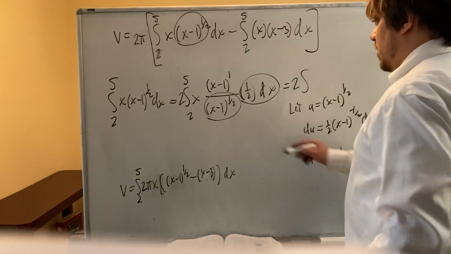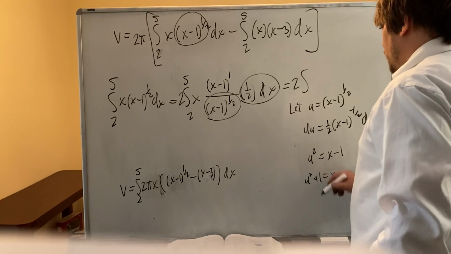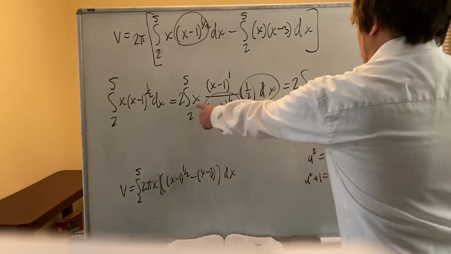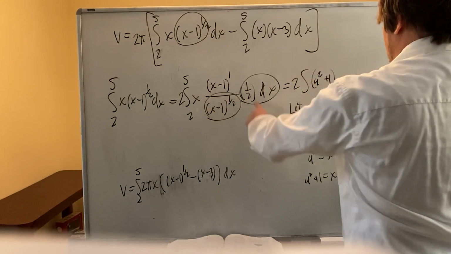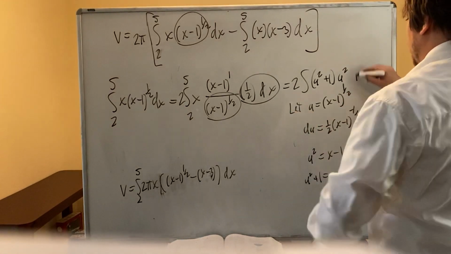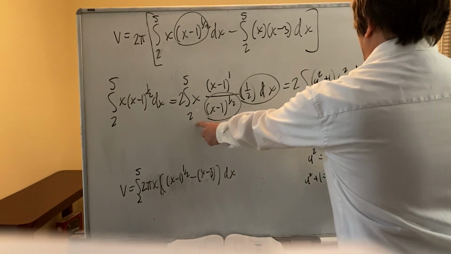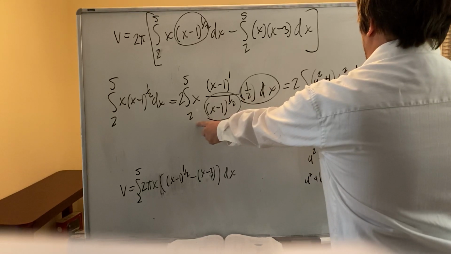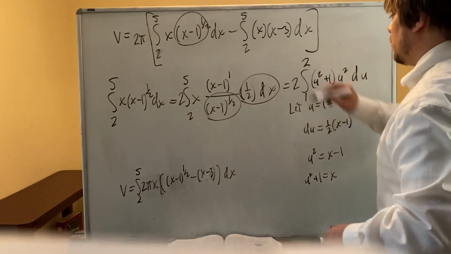So u squared is x minus 1. That will go there. U squared plus 1 is x. So this is 2 times the definite integral. X I'm going to substitute with u squared plus 1, and x minus 1 I'm going to substitute with u squared. And then the rest of it is du. And when x is 2, I get u is 1. When x is 5, I get u is 2.